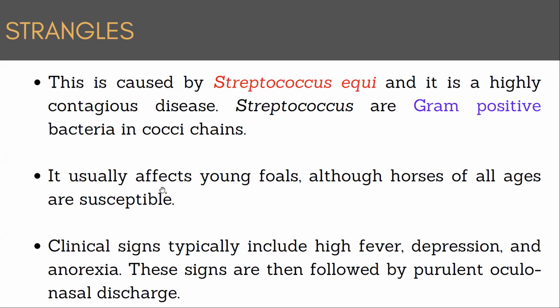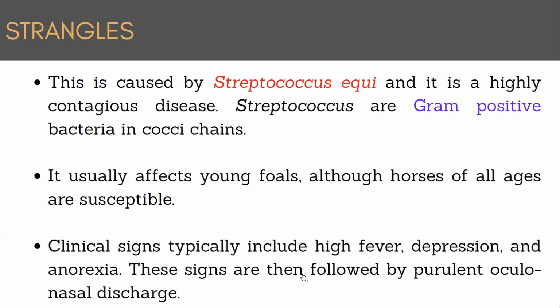So ano bang clinical signs of strangles? So clinical signs typically include high fever. So kaya dito importante alam mo ano ang normal temp ng horses. I think 37.8, 37.9 ata if tama pa tanda ko sa table. Depression and anorexia. Hindi ganong kumakain.